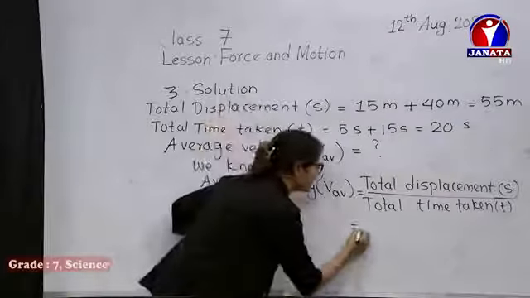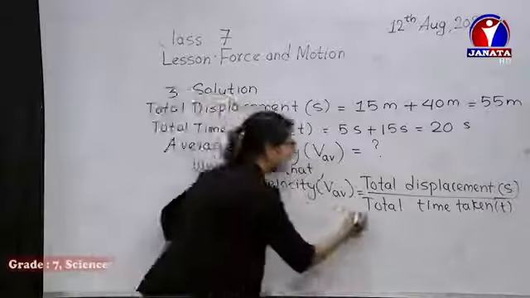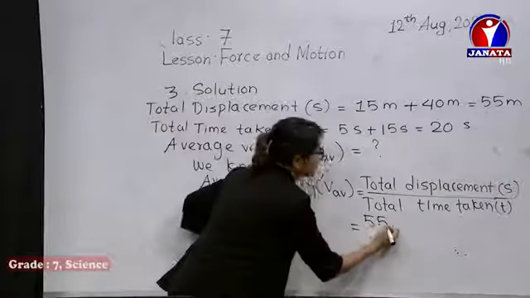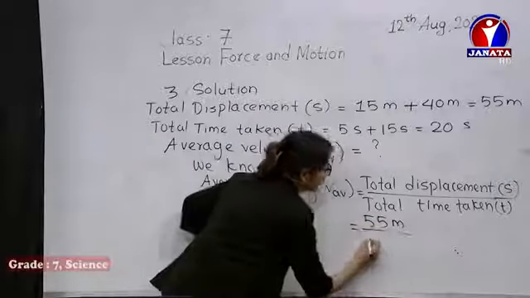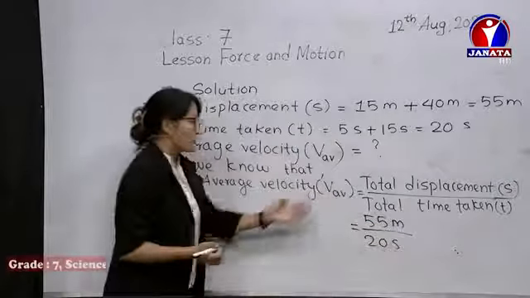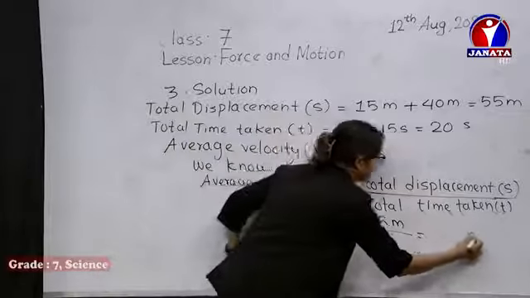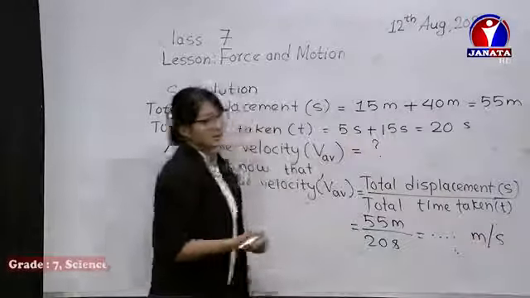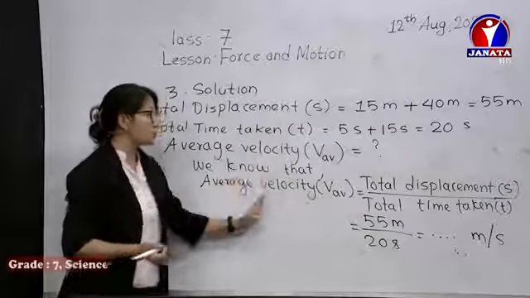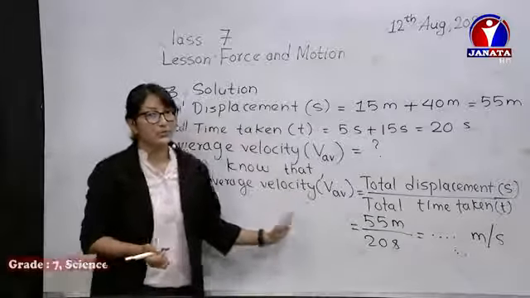Now as before, only simple calculation is left. If you do the simple calculation, you can easily get the answer. The final calculation is up to you. You have to calculate it on your own. 55 by 20 seconds, how much do you get? You can write the answer in meter per second. So this is the question related to average velocity.